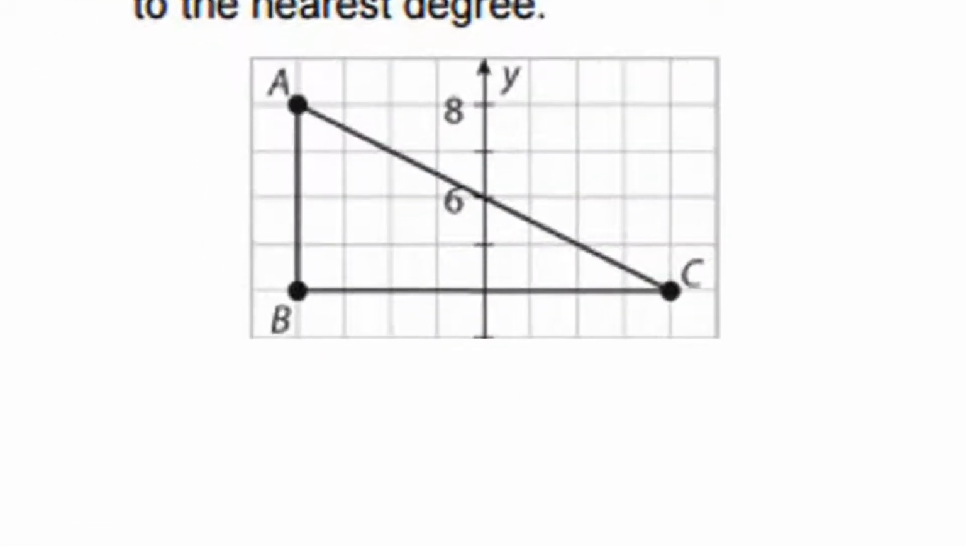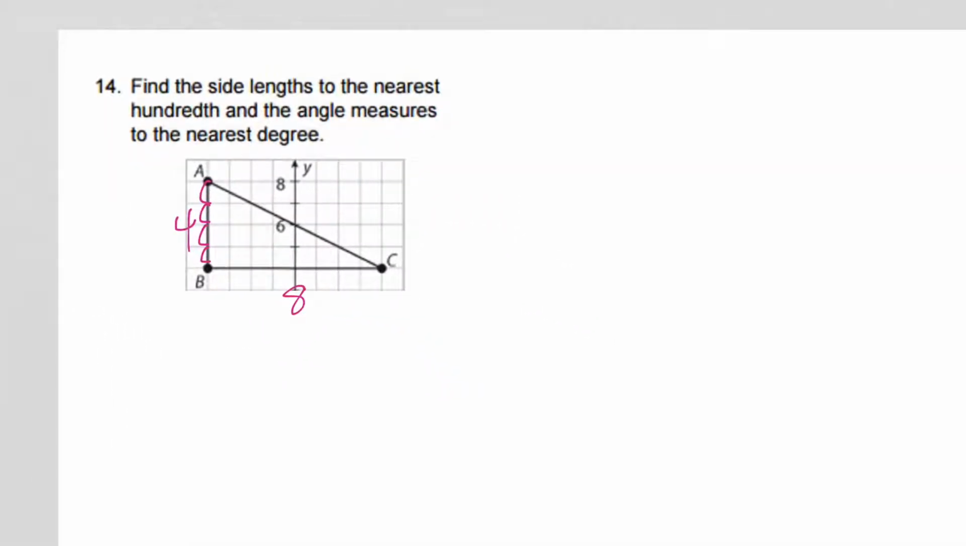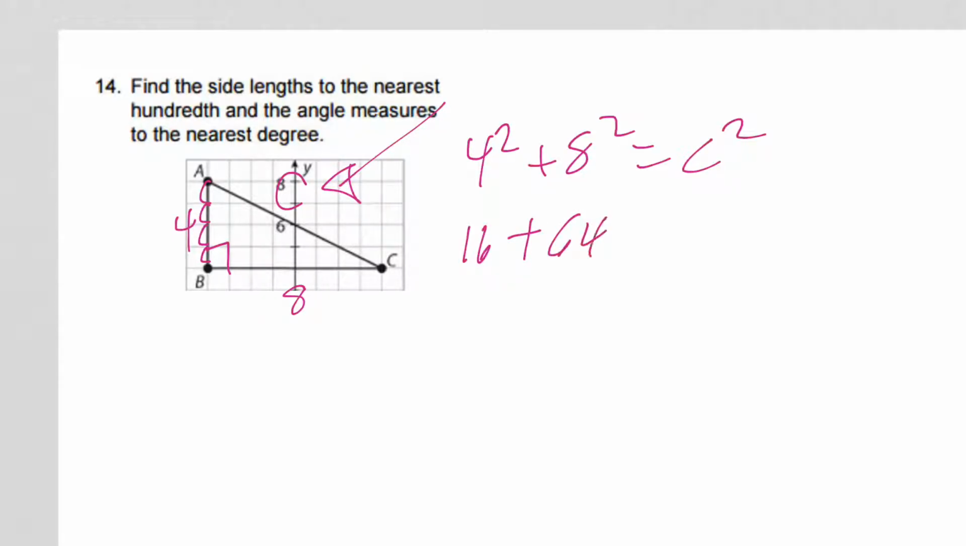14, find the side lengths. Bam, 4. 1, 2, 3, 4. The bottom is 8. Use the Pythagorean theorem to find this side. This is your hypotenuse, so it's your C value. So 4 squared plus 8 squared is equal to C squared. 16 plus 64 is equal to 80.